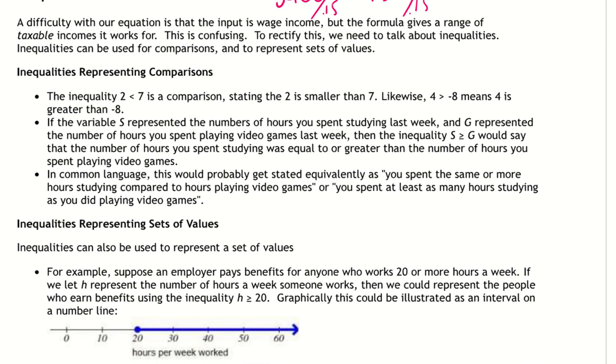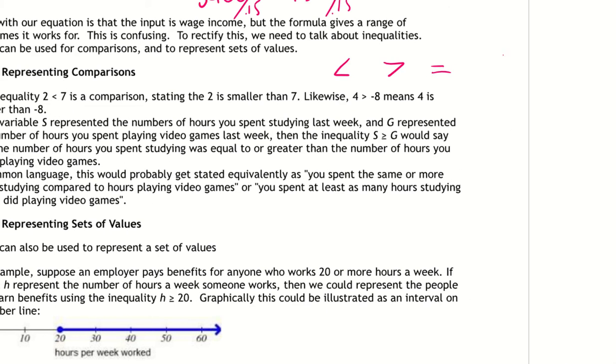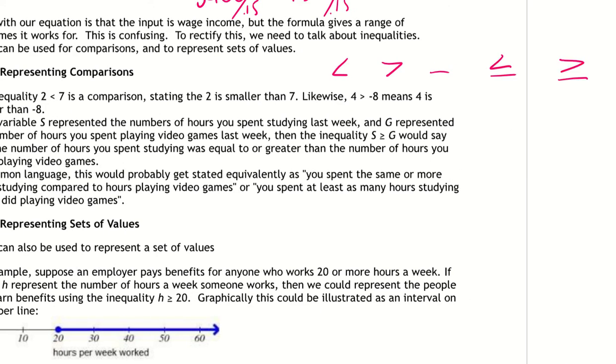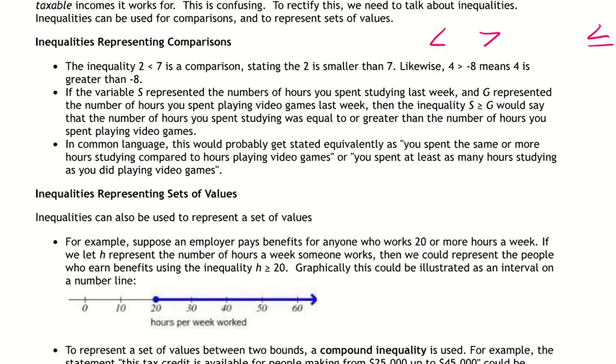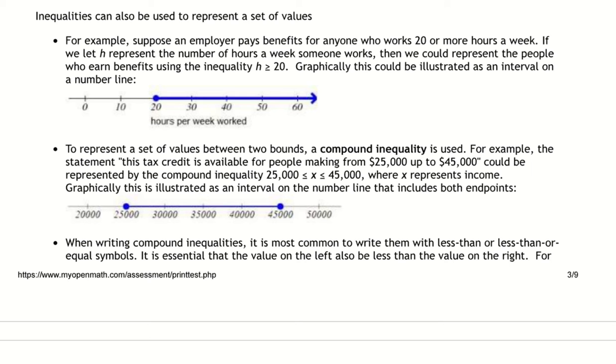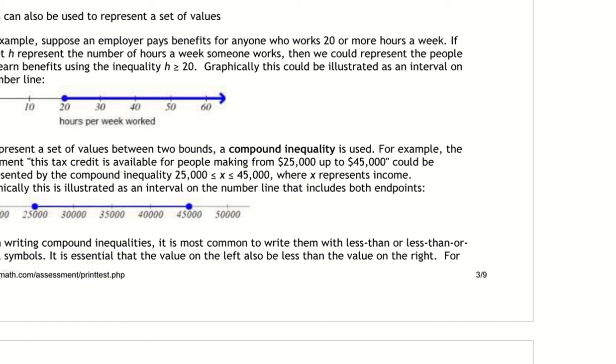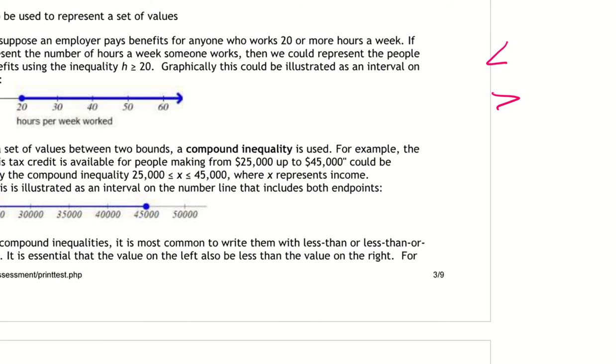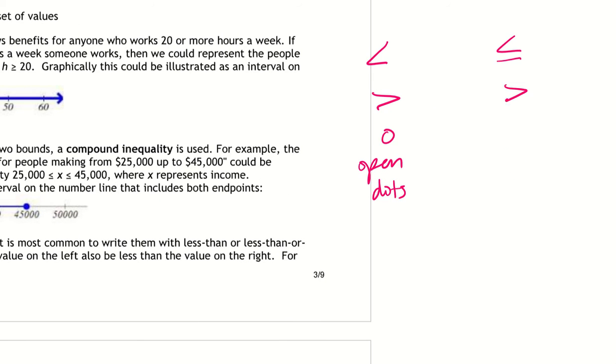Inequalities, we've talked about those before. Less than, greater than, equal to. We also have less than or equal to, or greater than or equal to. So we have some examples, right? If it can only be greater, you have an arrow. If it has to be between two numbers, we'll see the dots. Less than and greater than are going to be open dots. And if it has that equal sign under it, those are going to be closed dots.